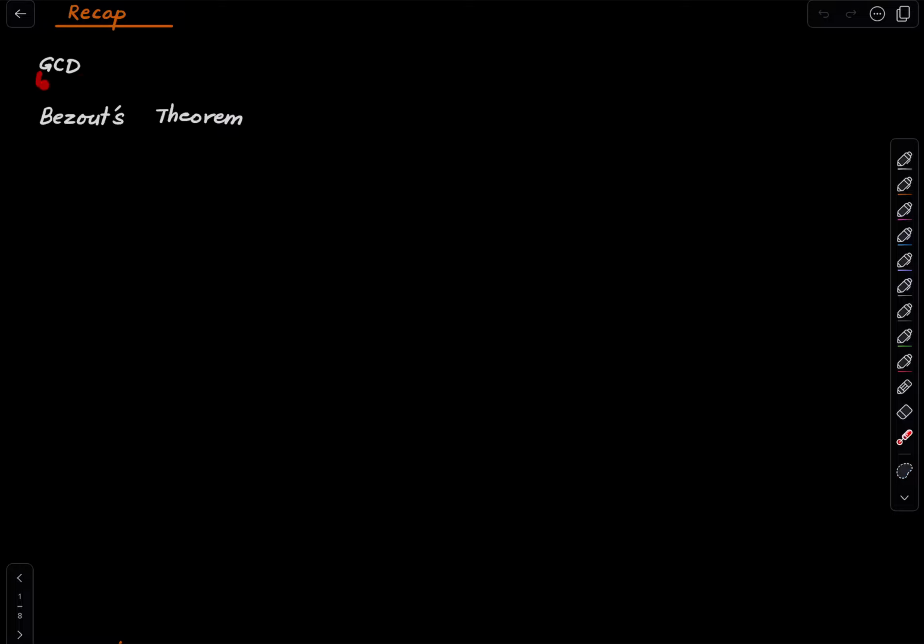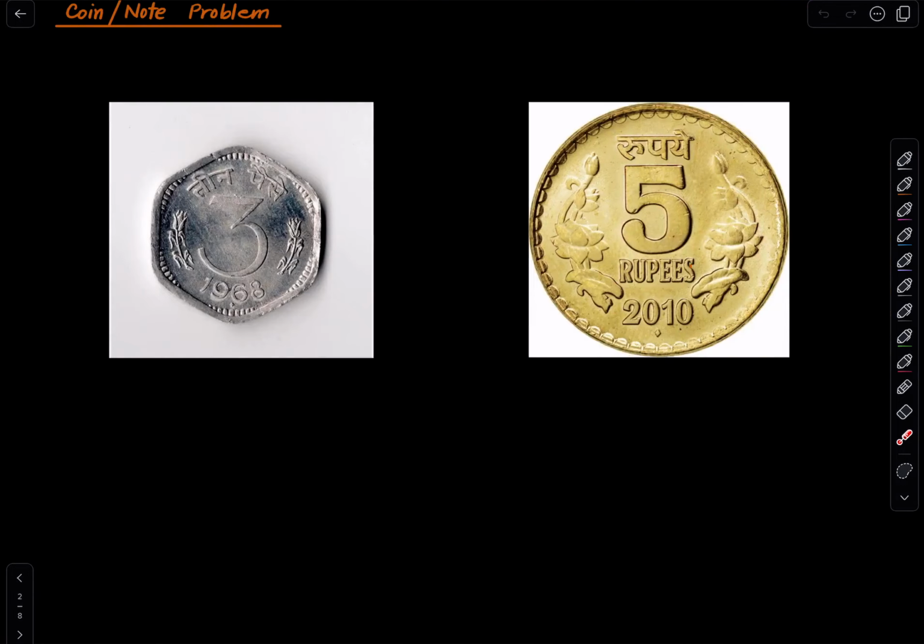We need to know about GCDs and Bezout's theorem. We have seen these things many times, so I'm not going to recall these statements and definitions. You can go back to the previous lectures if you're unsure. Okay. So what is the coin problem? Or what is a version of the coin problem?